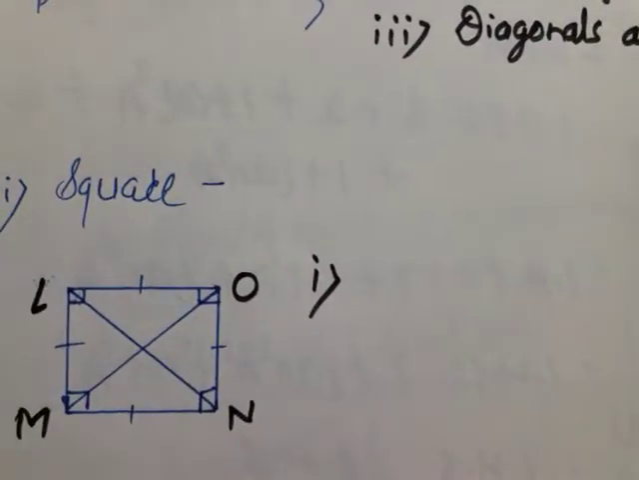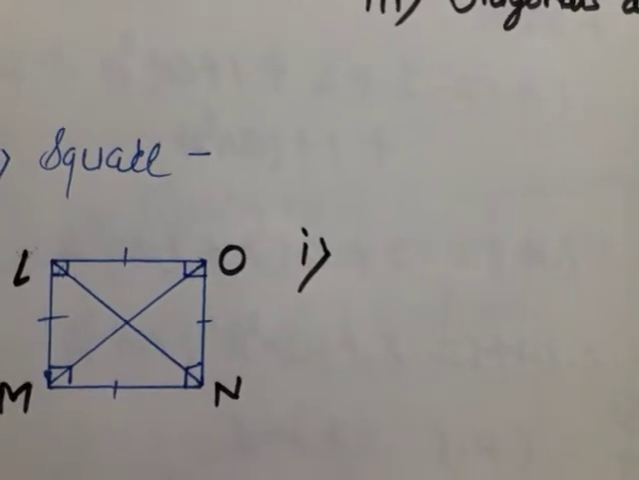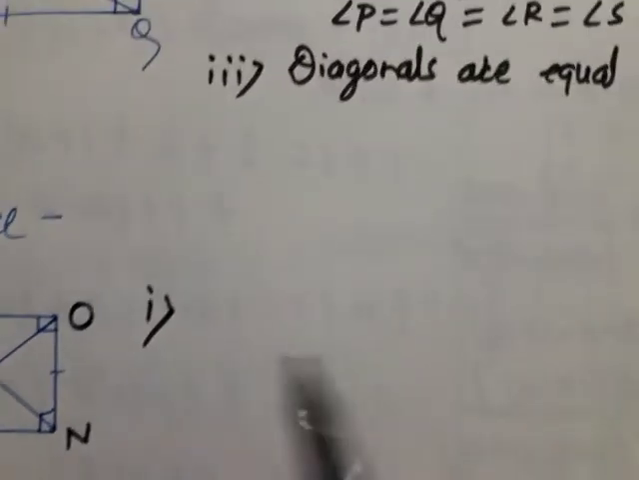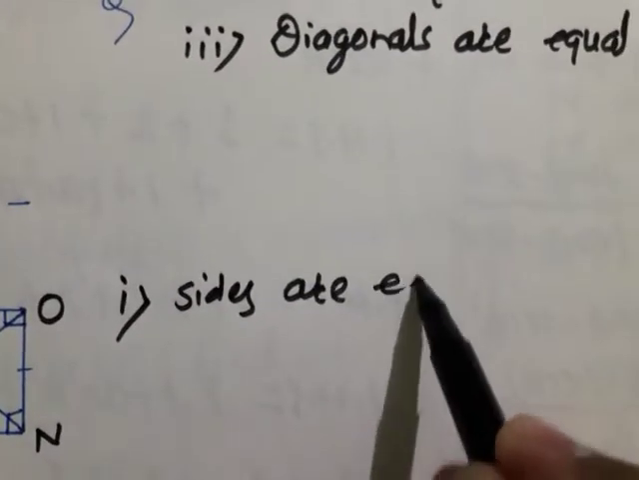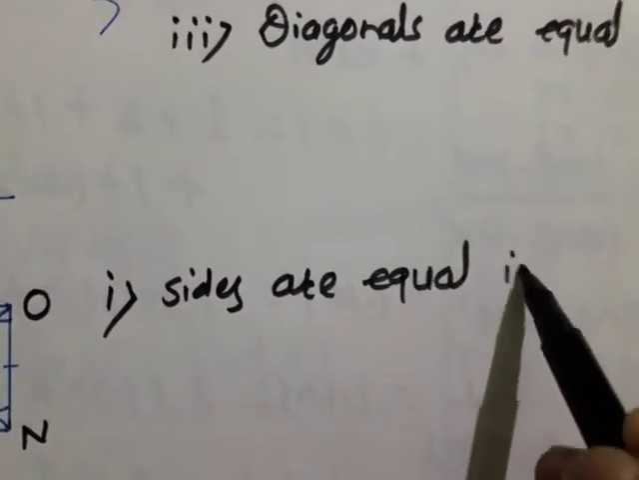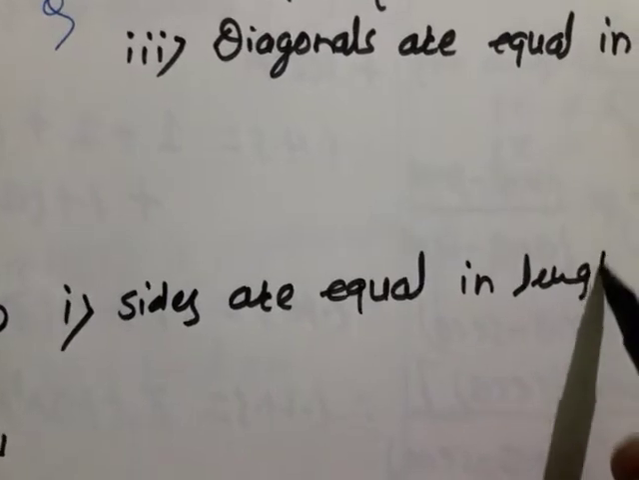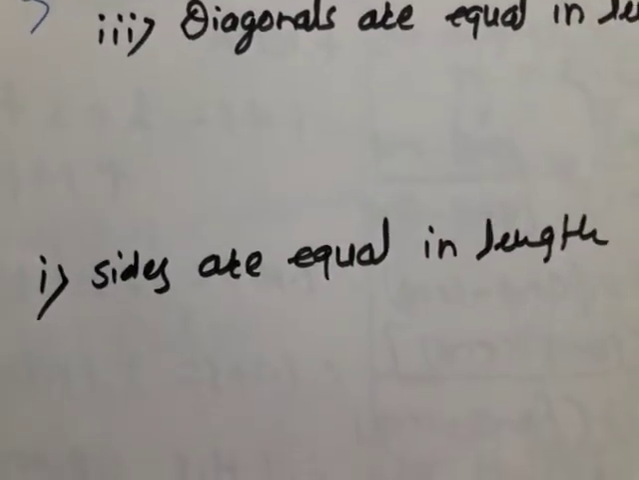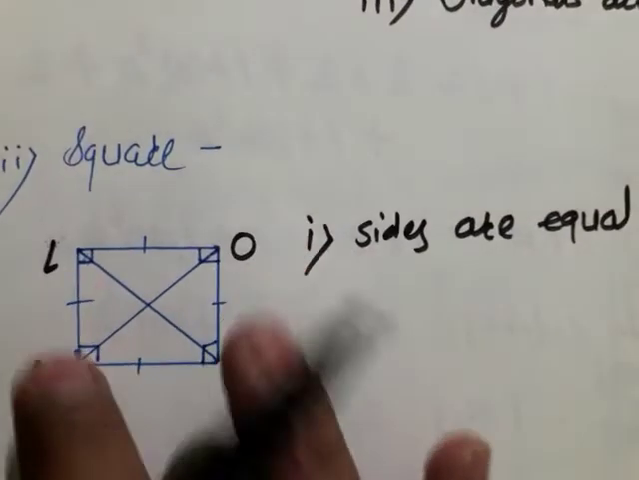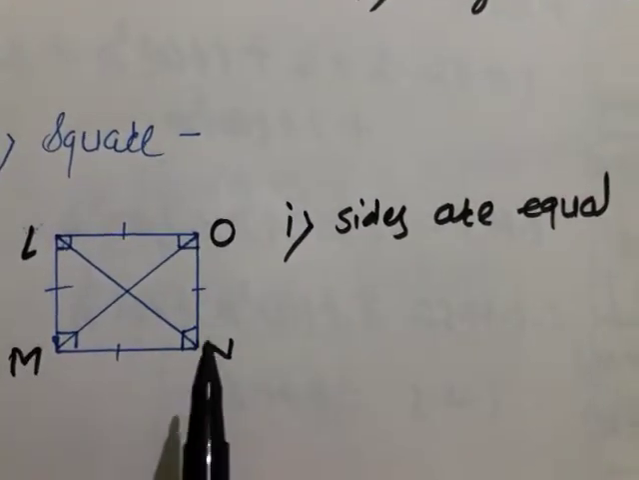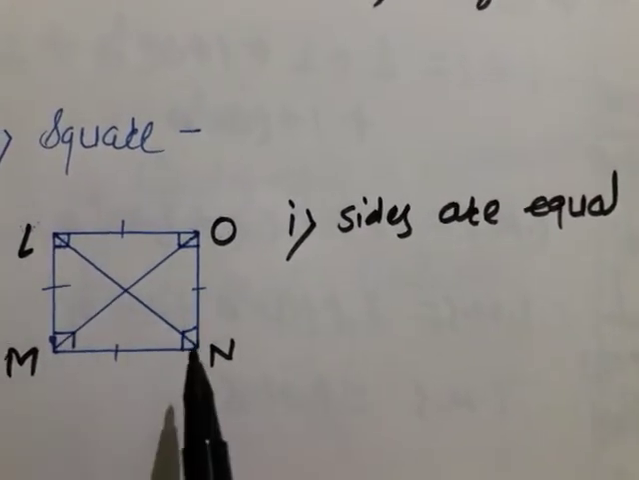all sides are equal in length. What I said, sides are equal in length, means what? LM is equal to MN is equal to NO is equal to OL.